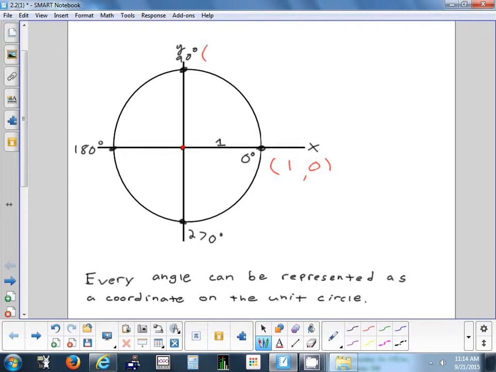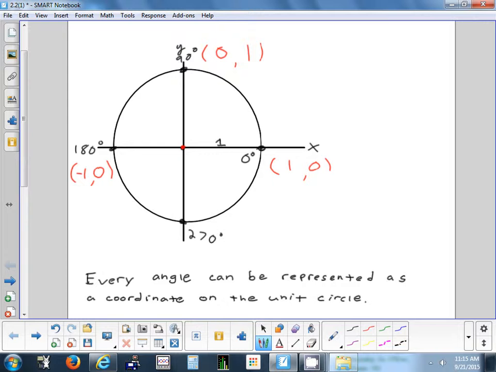How about 90 degrees? Yep, Charlie? 0, 1. For that one, we don't go left and right. We just go up 1 unit. And 180. Andy, what's the coordinates of 180? -1, 0. Yeah, we go left 1 unit, and then we stop. We don't go up and down.